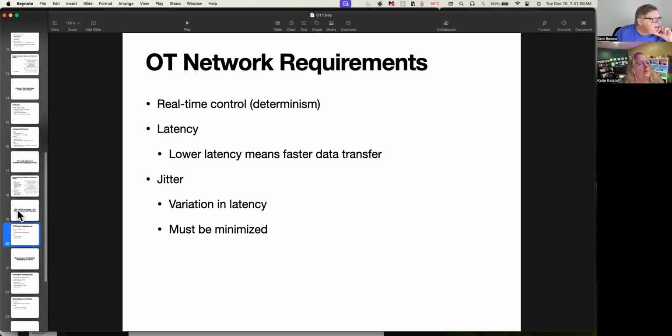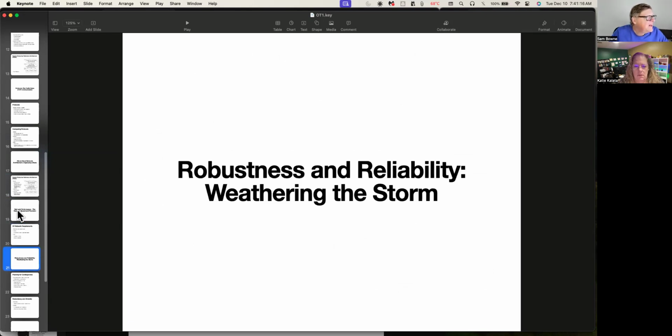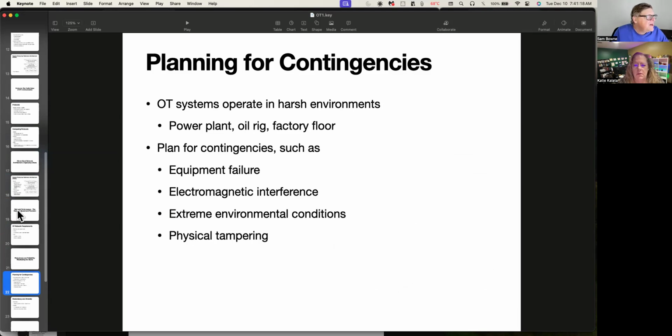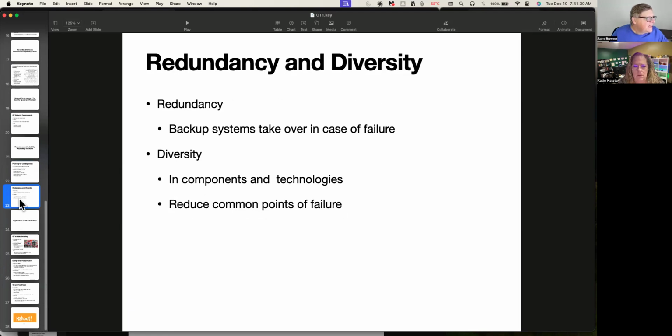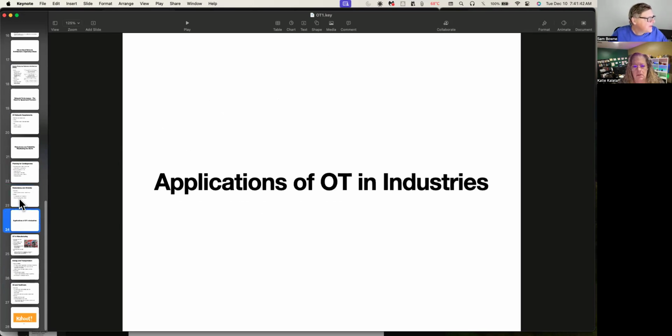So you mentioned the OT network requires real-time control with defined latency and jitter controlled. And what you want is for it to operate in a harsh environment, and you plan for contingencies like electromagnetic interference, failure, physical tampering, and so on. Those are your concerns here. And so you have redundancy and diversity, just like you have in IT systems, failover systems, and different components of different types, so one can take over if the other fails.